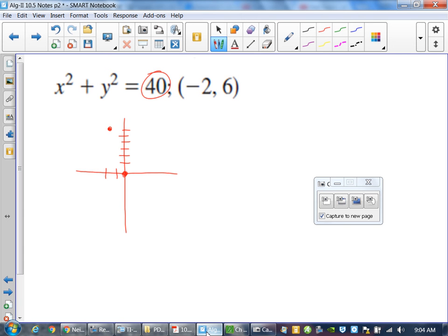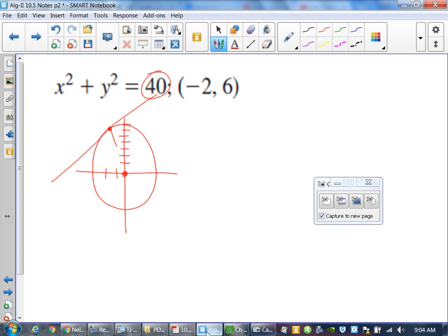My circle, well, it's something like that. It's more of a potato, but squint, it'll be all right. We want to find the equation of the line that is tangent to the circle through that point. Wait, what number is this? It's 40 in the circle section.